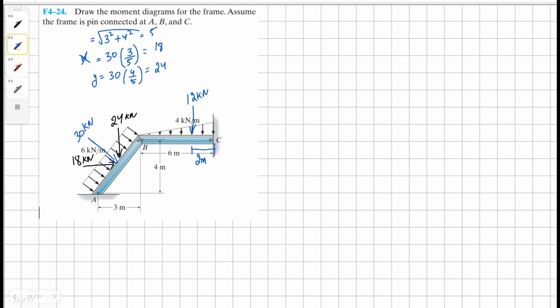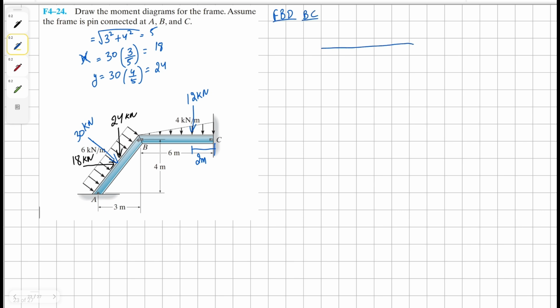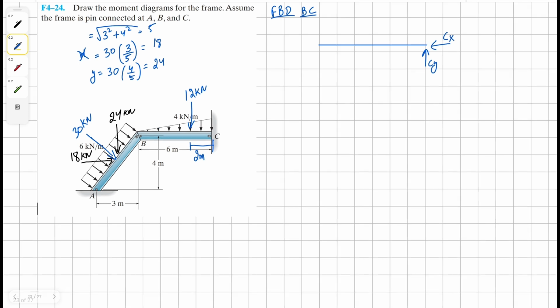Now we can start solving for this. We're going to begin with section BC, so let's draw its free body diagram. For point C, we're going to have both horizontal and vertical reaction. So is for B. And then we have our point load, which is 12 kilonewton, that's 2 meters away from C.